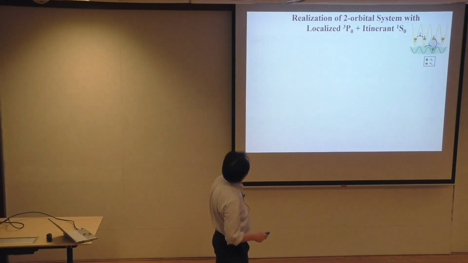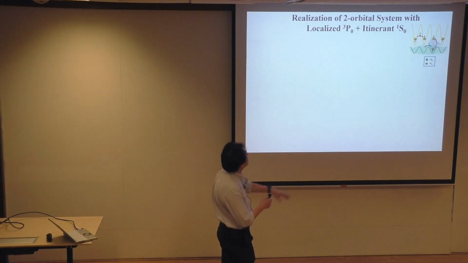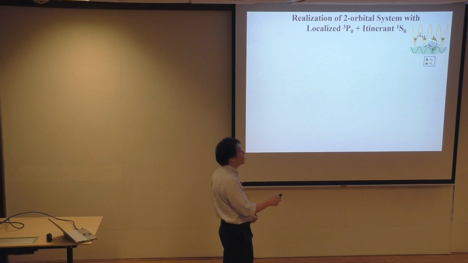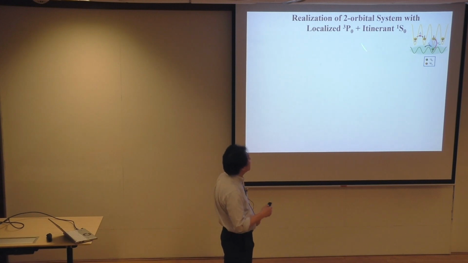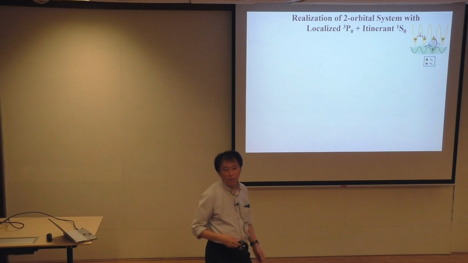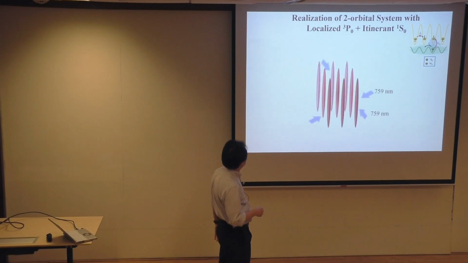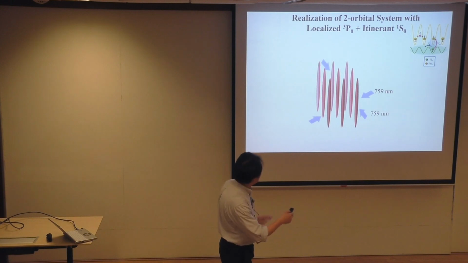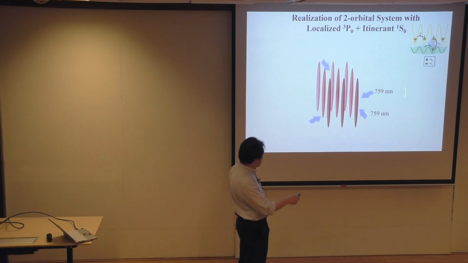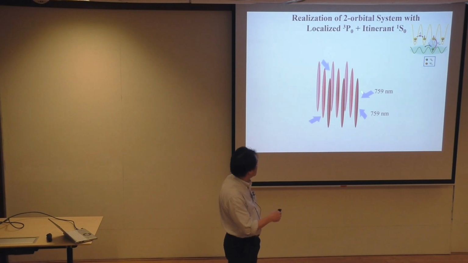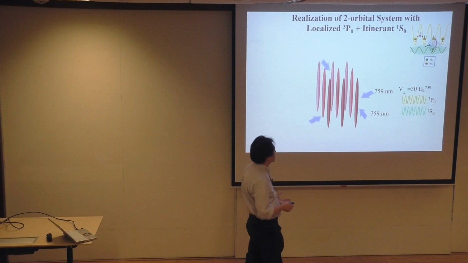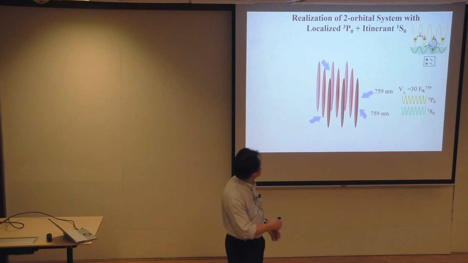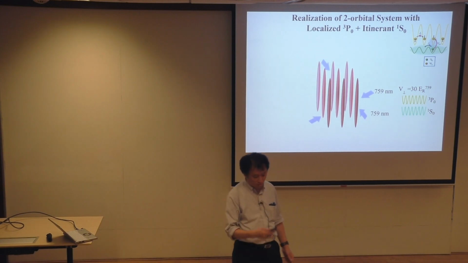To study the Kondo effect, we also need a two-orbital system with localized triplet P0 and itinerant singlet S0. We need to construct this novel optical lattice, and this was realized in the following way. First, we apply a 2D optical lattice with a magic wavelength of 759 nanometer. Therefore, the optical lattice potential is deep both for triplet P0 and singlet S0. In this way, we could prepare the 1D tubes like this.